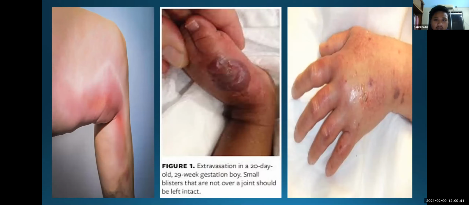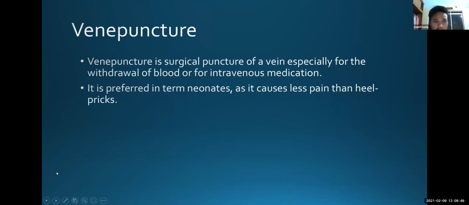There is no destruction of tissue. However, there are edema and also pallor. Okay. Next is venipuncture. So venipuncture is a surgical puncture of a vein, especially for the withdrawal of blood.